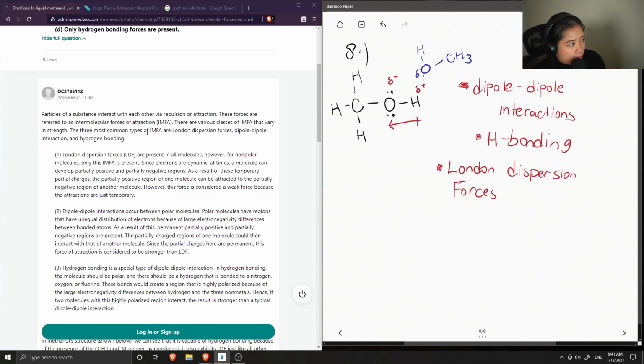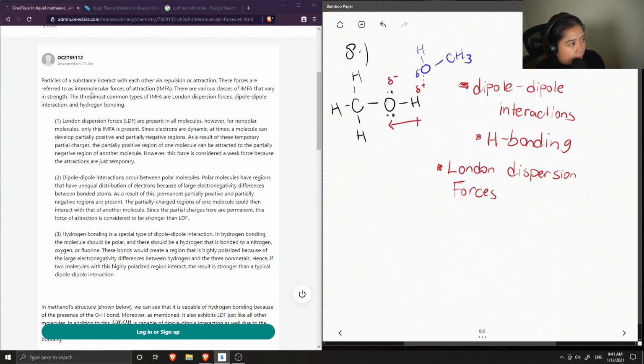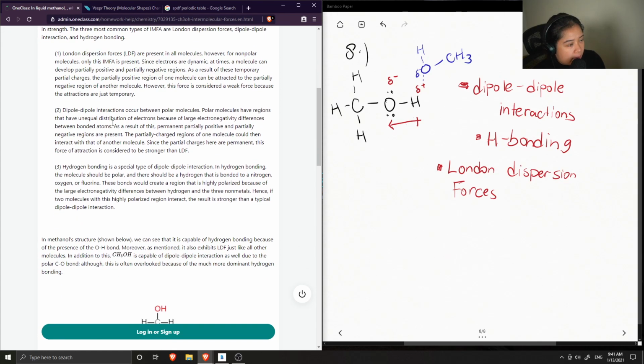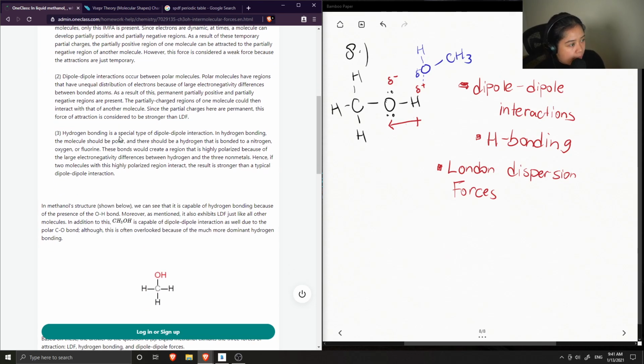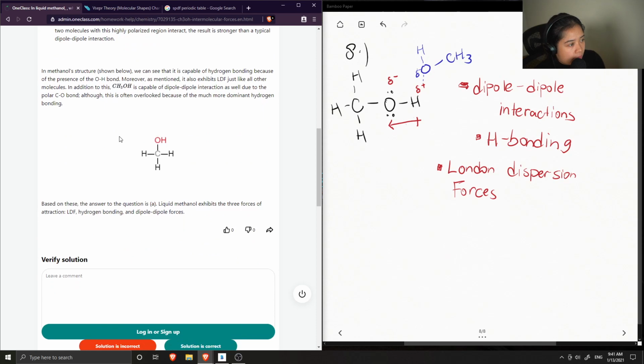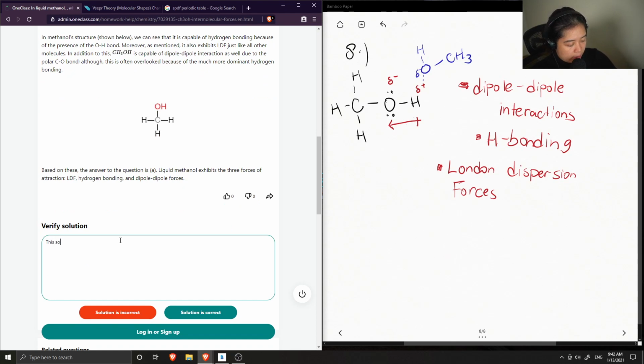And the junior tutor said the following. The 3 most common types are London dispersion, dipole-dipole, and hydrogen bonding. Okay, so then they give a brief explanation about what each one means. So it all looks correct. And then they drew out the structure of methanol and how there's a dipole-dipole reaction because of the polar bonds in the molecule. Okay, so this solution is correct.